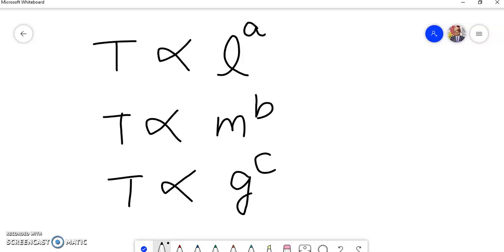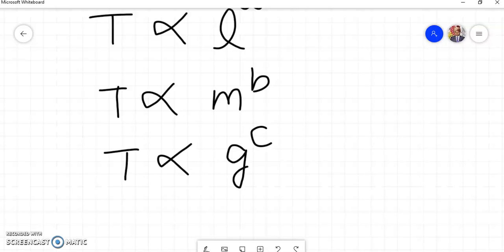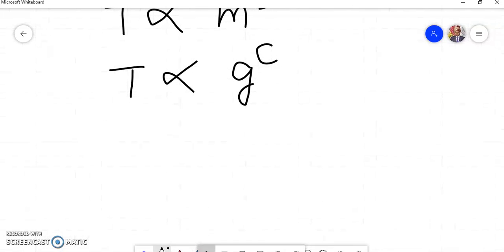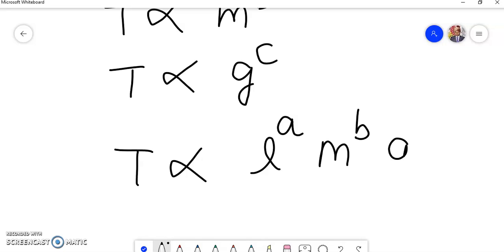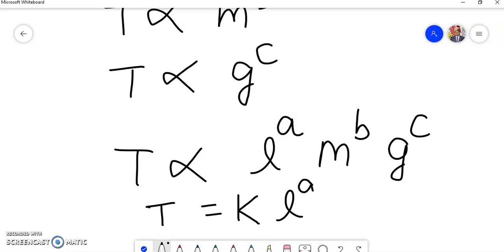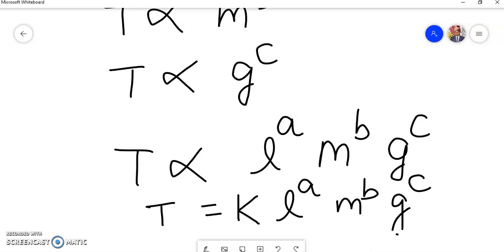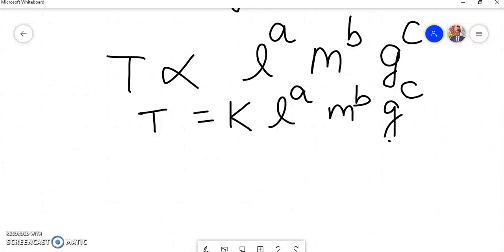So what can we write at the end? We can conclude that this time period is proportional to L to the power a, m to the power b, and g to the power c. Or we can write that this time period is equal to some proportionality constant k times L to the power a, m to the power b, and g to the power c. We will simply use the method of dimensions to get the values.